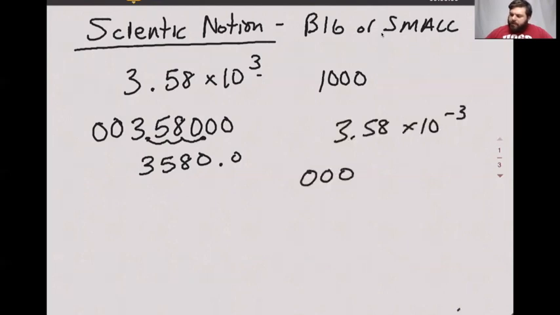If we had a similar number and we were doing times 10 to the negative third, we would put our zeros in front, and then we would move it 1, 2, 3 places. So 0.00358. Scientific notation is just a way to write a big or a small number.